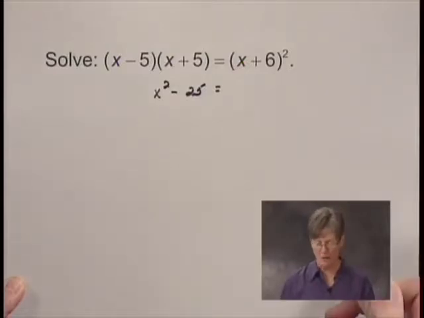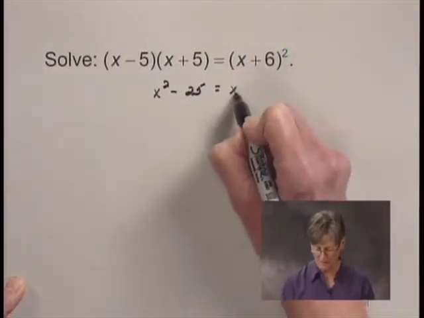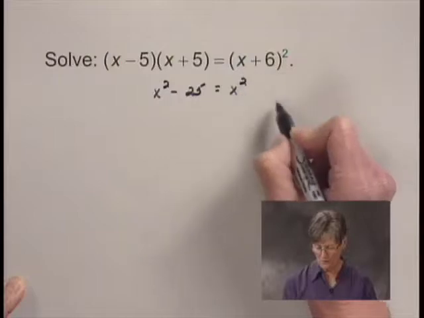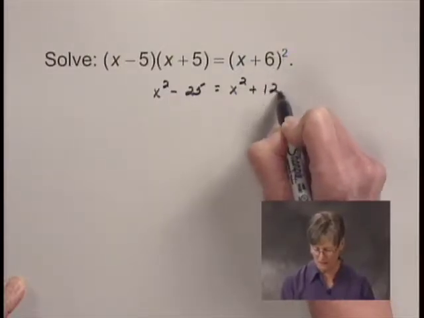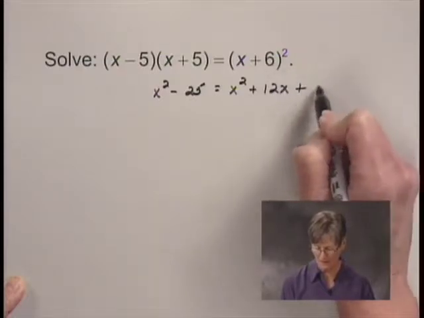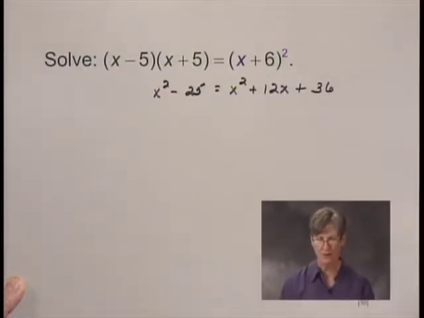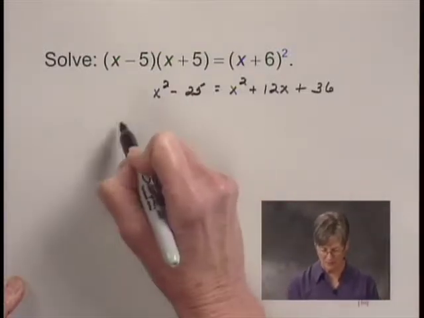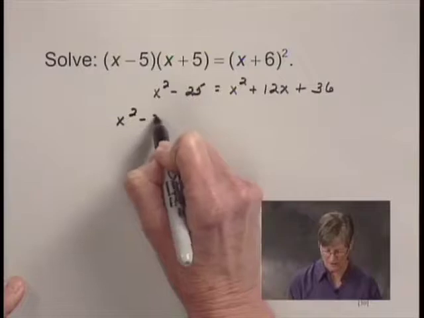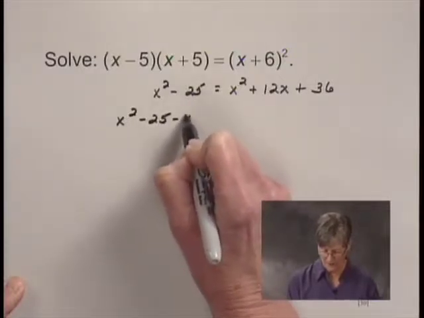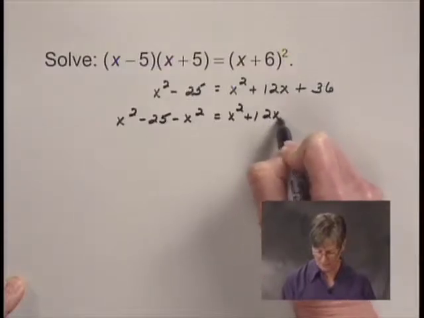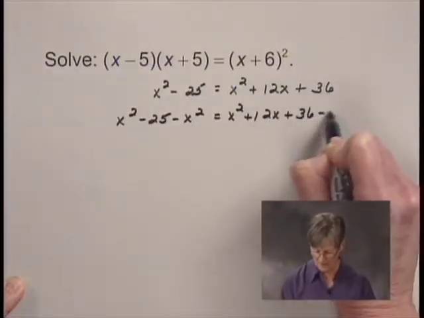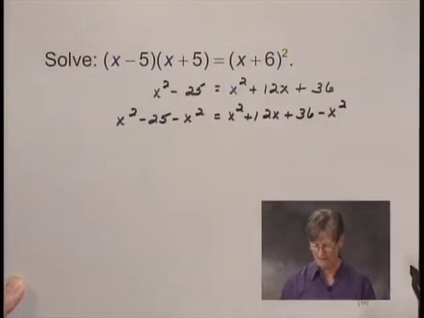Here I'm squaring a binomial of the form a + b, so I'm going to have the first term squared, x², plus 2 times x times 6, which is plus 12x, and then I'll have 6 squared, or 36. Now I'm going to subtract x² on both sides of the equation. So we'll have x² − 25 − x² = x² + 12x + 36 − x².